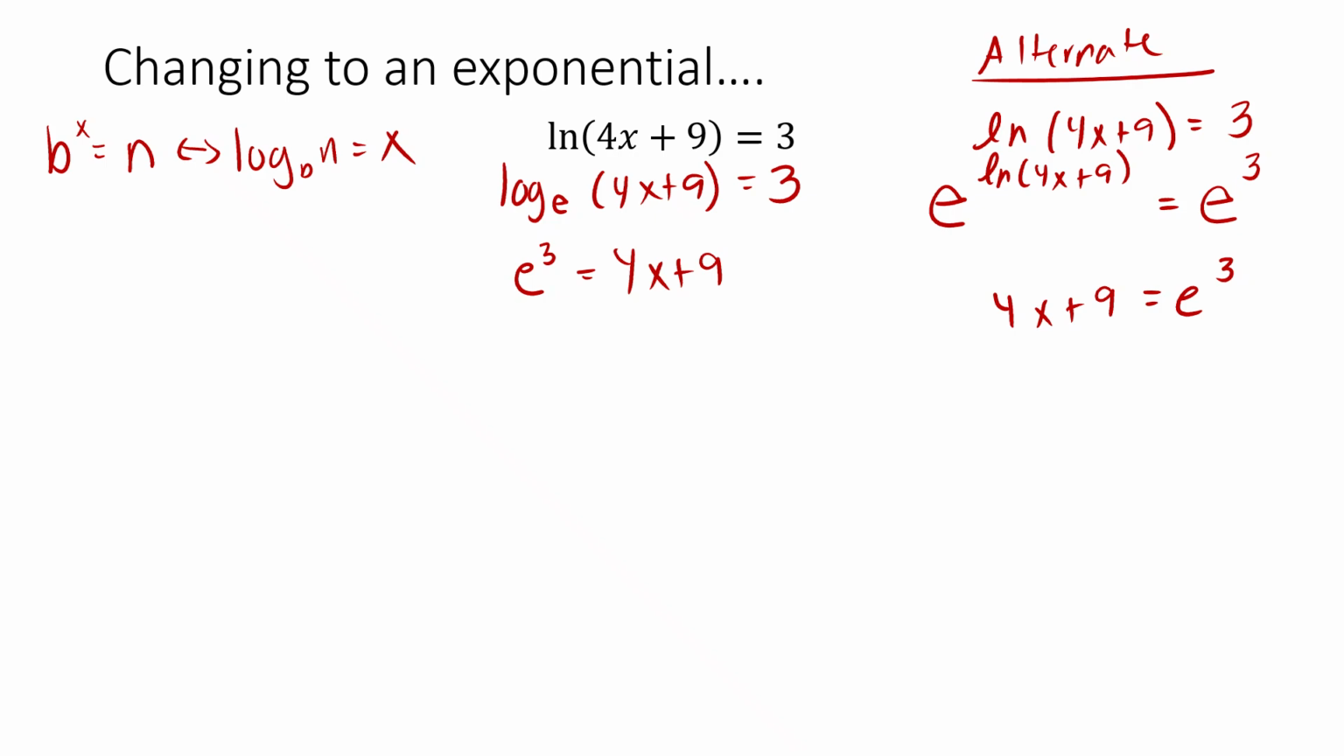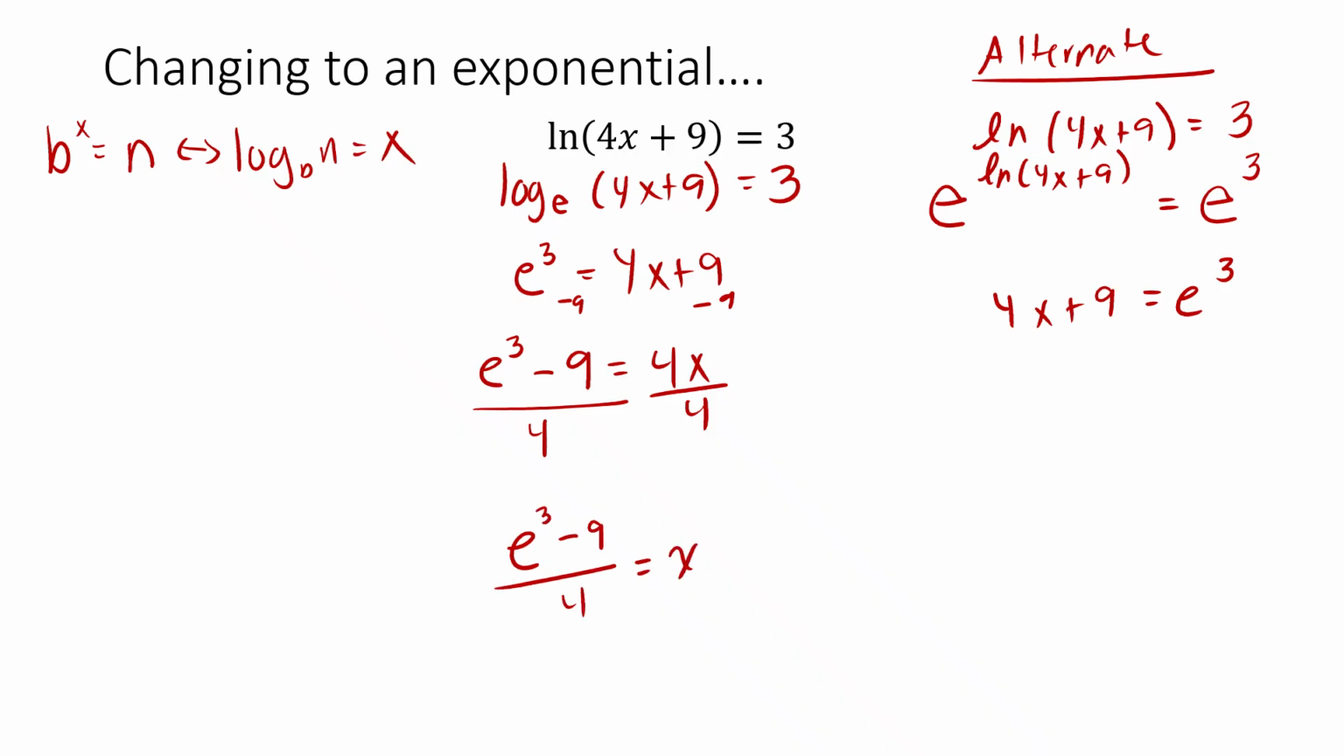So now we've got a couple of options. I'm going to show you what it is to get the exact answer. So mathematicians often do not like to round, and so we're going to solve for x, and we're going to keep the e to the third as is. We're going to go ahead and subtract 9 from both sides. So e to the third minus 9 equals 4x. And then divide both sides by 4, getting e to the third minus 9 over 4 is equal to x. And that is an exact solution.